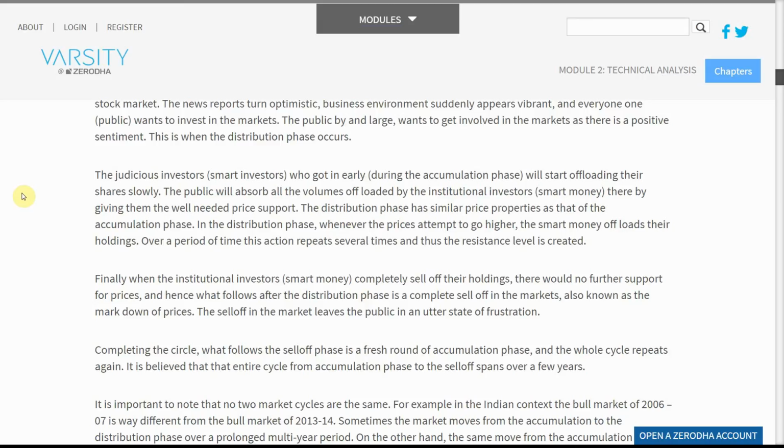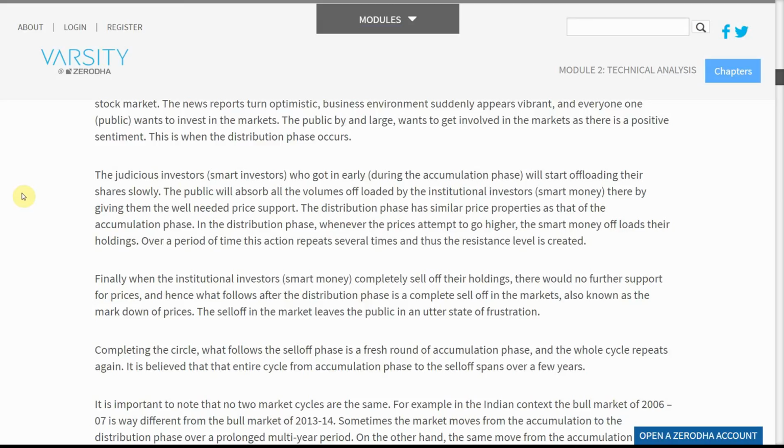In the distribution phase, whenever the prices attempt to go higher, the smart money offloads their holdings. Over a period of time, this action repeats several times and thus the resistance level is created. Finally, when the institutional investors, smart money, completely sell off their holdings, there would be no further support for prices. And hence what follows after the distribution phase is a complete sell-off in the markets, also known as the markdown of prices.